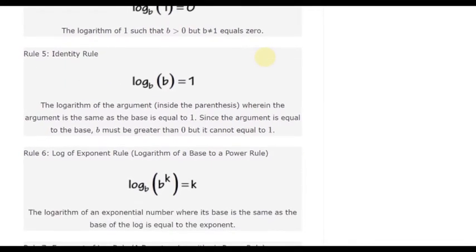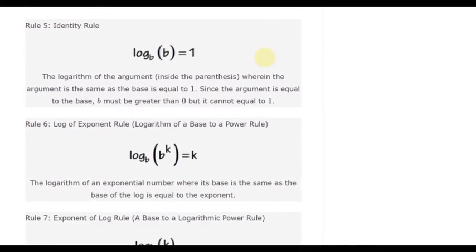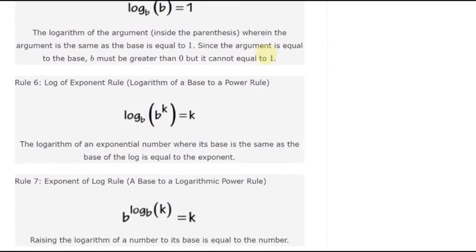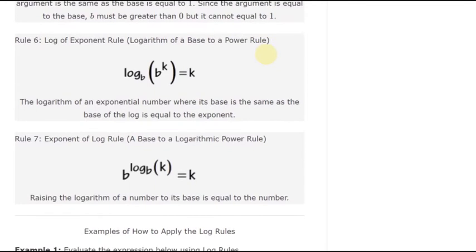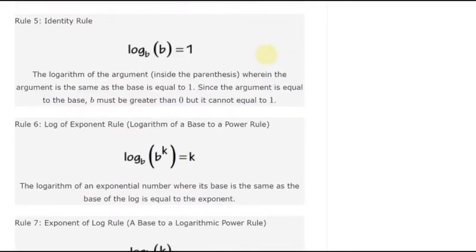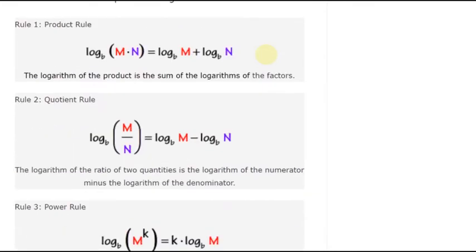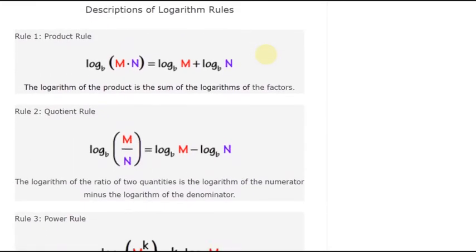And there is rule number 6, the log of exponent rule. Then rule number 7, the exponent of log rule. Of course, we don't use this one so much. So these are the basic rules, just an overview and a reminder of the rules that we use in logarithms.